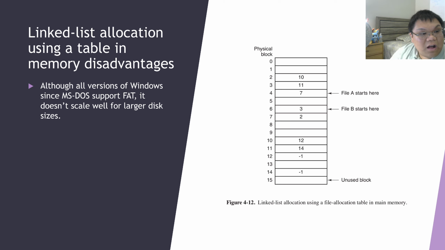And although all versions of Windows support FAT, it doesn't scale well for a larger disk size, which is why Windows has since moved on to the NTFS file system. Yeah, we don't use FAT anymore because too much memory is needed to store the entire table. So what if we don't do that?